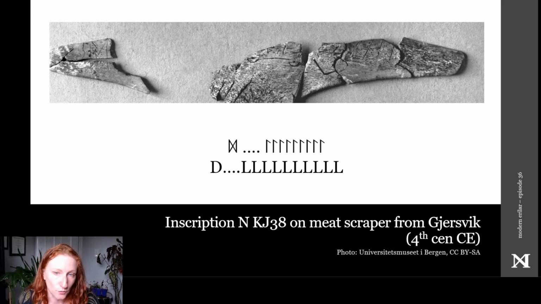From Gjersvik in Norway, a bone meat scraper bears an inscription that's very damaged, clearly a chunk of it is missing, which means that a good portion of it is illegible, but it does definitely bear 10 lagus runes.